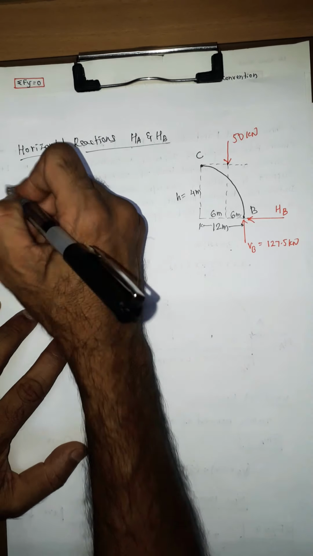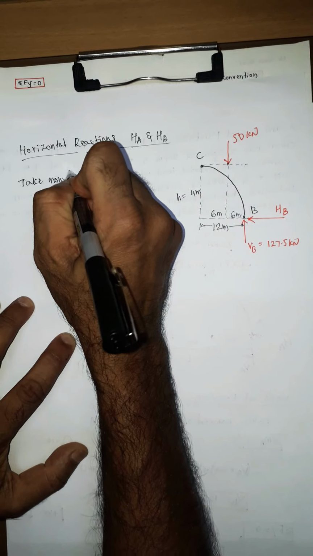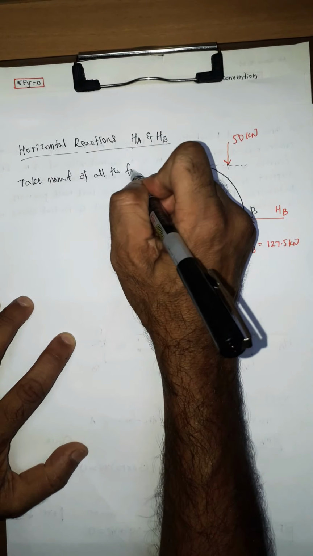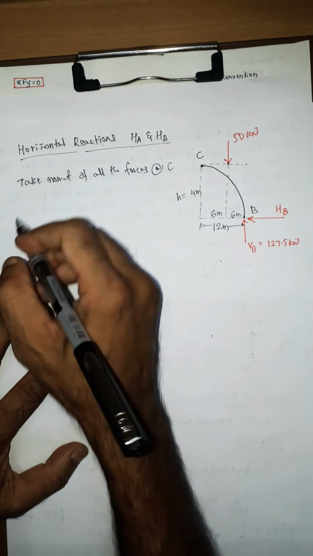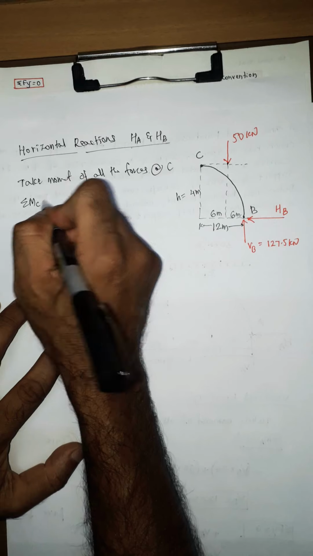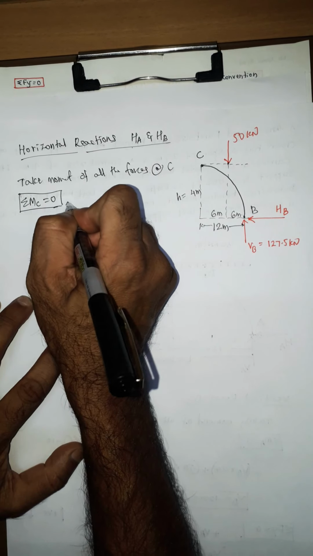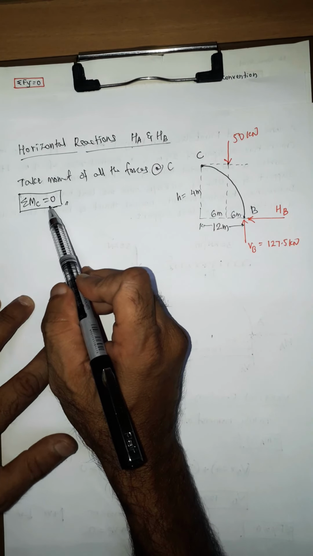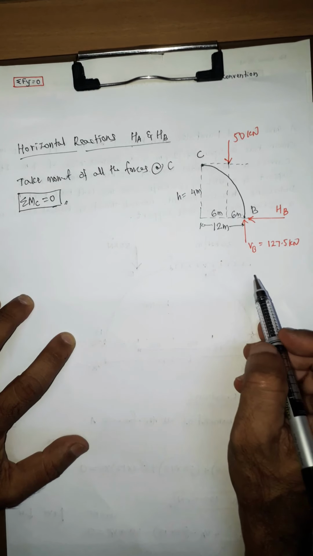So again take moment of all the forces about C, that is summation MC is equal to 0, because C is also a hinge. So take moment of all these forces about C and equate it to 0. Again the sign convention remains the same, clockwise will be positive, anti-clockwise moment will be negative.